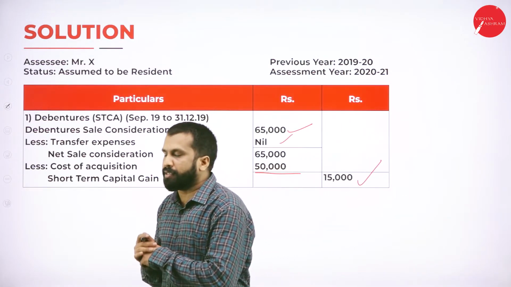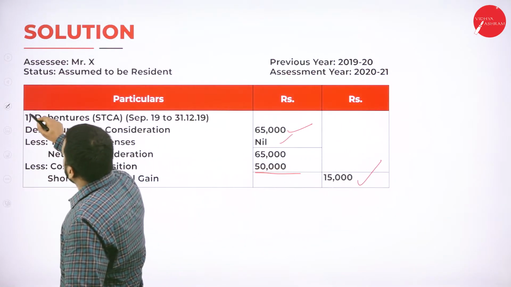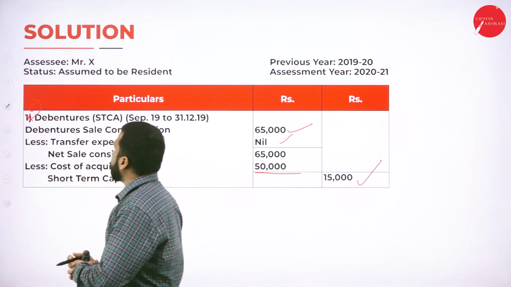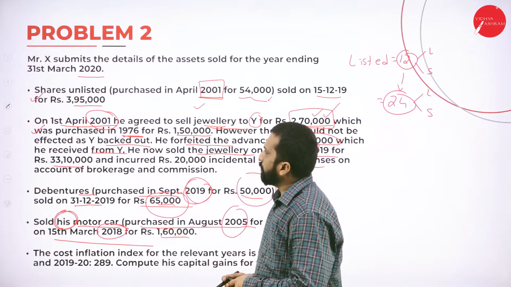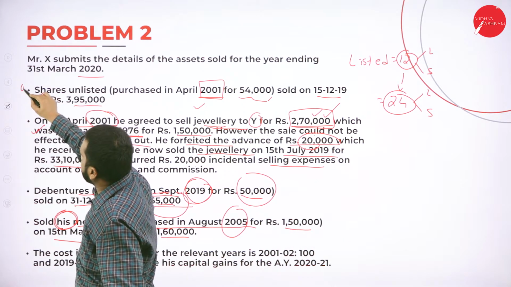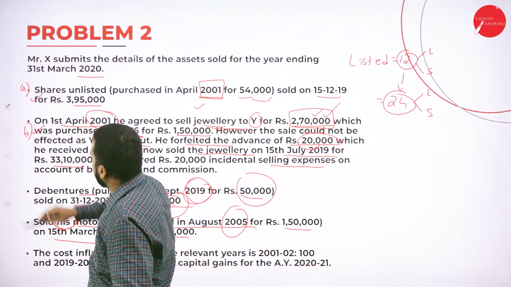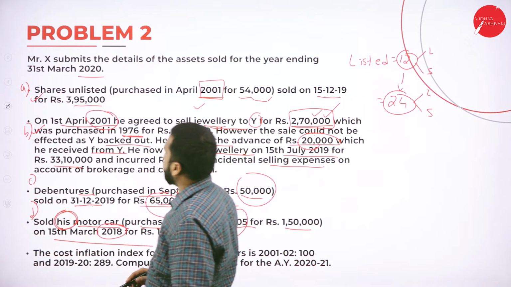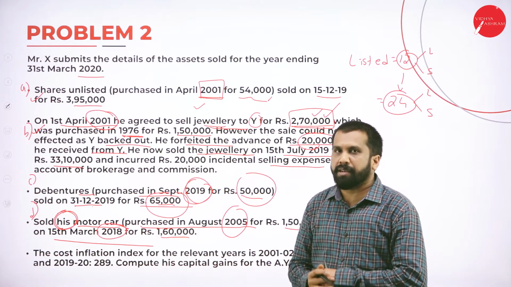Hope you're clear. This is not 1 actually, this must be C. So this we call A, this we call B, this we call C, and this we call D. Hope you are clear.